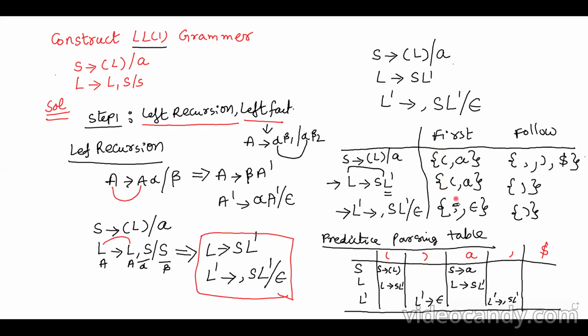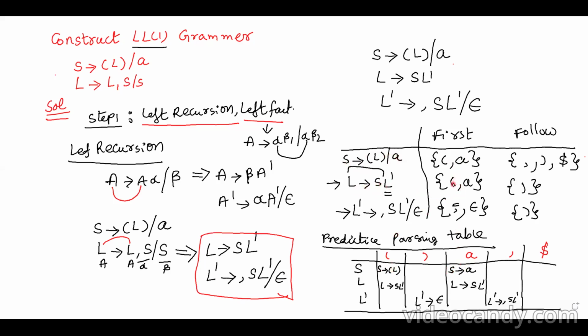So all the first values will be filled here. S tends to open bracket L close bracket, for the open bracket. Now S tends to A. What is the first of this S? This is A. So there are two values: S tends to open bracket L close bracket, you can write here, and S tends to A, we can write here.